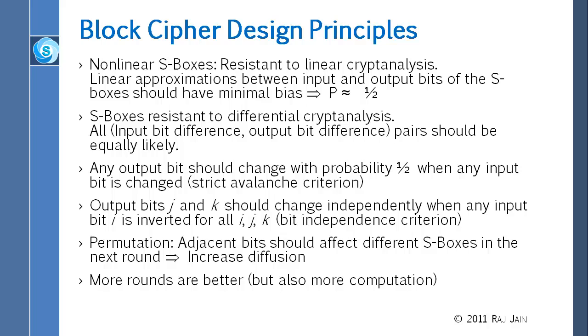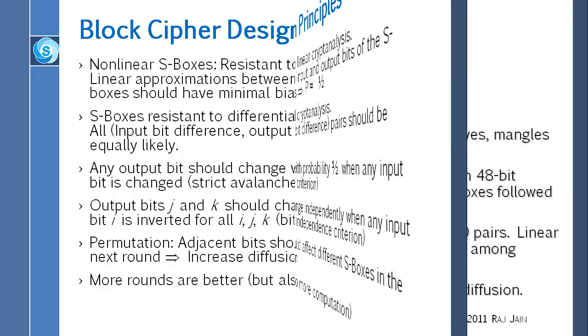Finally, permutation should be such that the adjacent bits should affect different S boxes in the next round. So that means increased diffusion. You do the permutation so that the bits which are next to each other become far away. The bits which are far away will become close to each other, and so the effect widens. And more rounds are better, but also more computation. So 16 rounds, if you are not happy, 32 rounds would be better. 48 would be even better, and so on and so forth, except that it is just a lot more work. So these are all 6 principles that we have learned in this lecture.